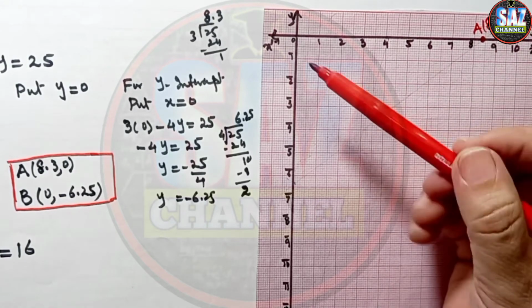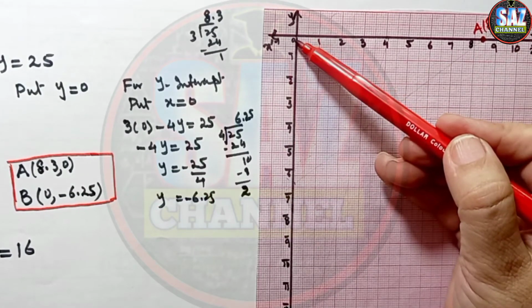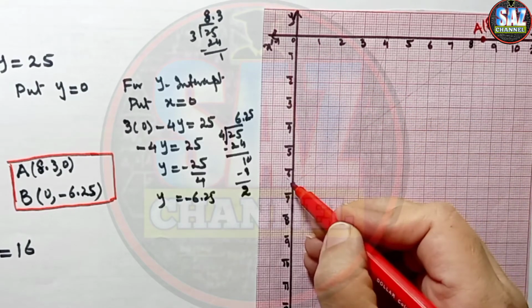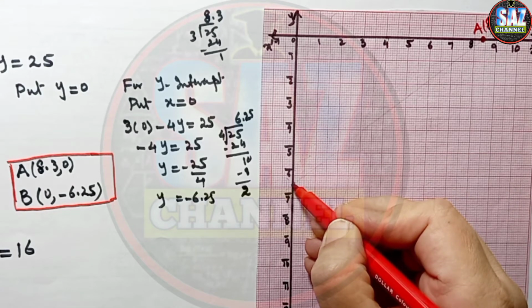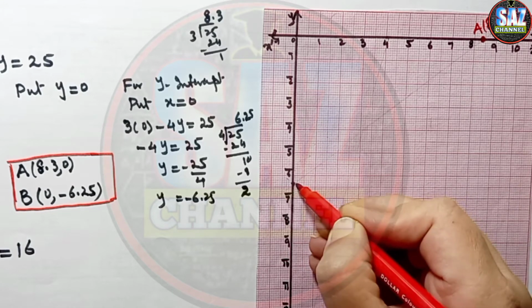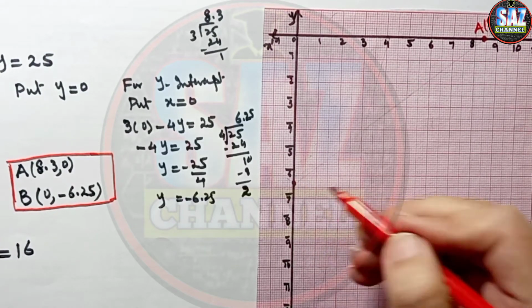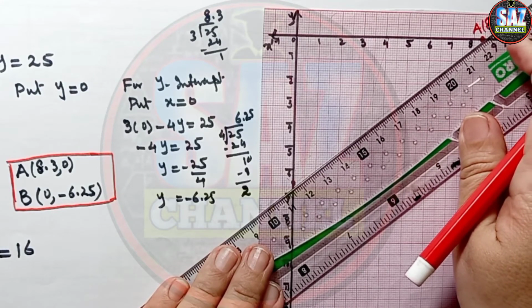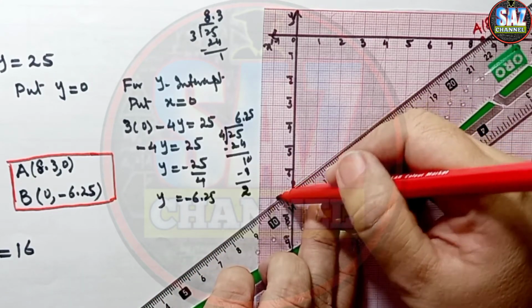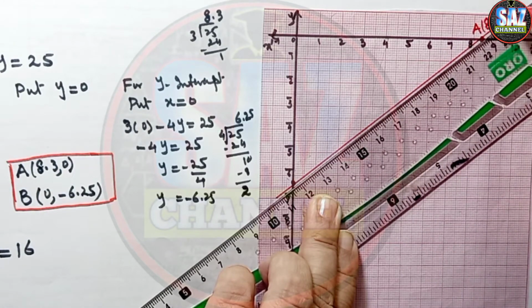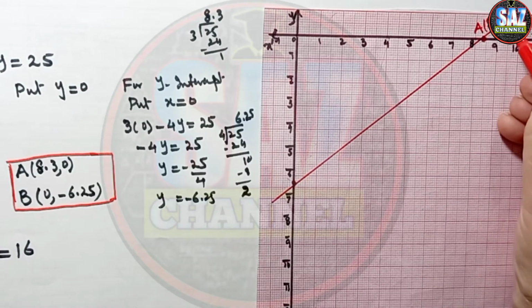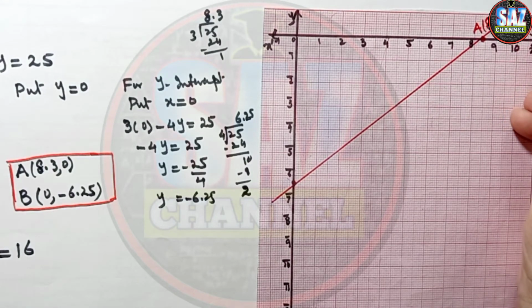The second point has x value 0, so the point will come on the y-axis at minus 6.25, slightly in the third small block. Okay, so let me draw the line that will pass through these 2 points. Intercepts help us in drawing the line easily, so I mostly prefer this method. This is 3x minus 4y equals 25.